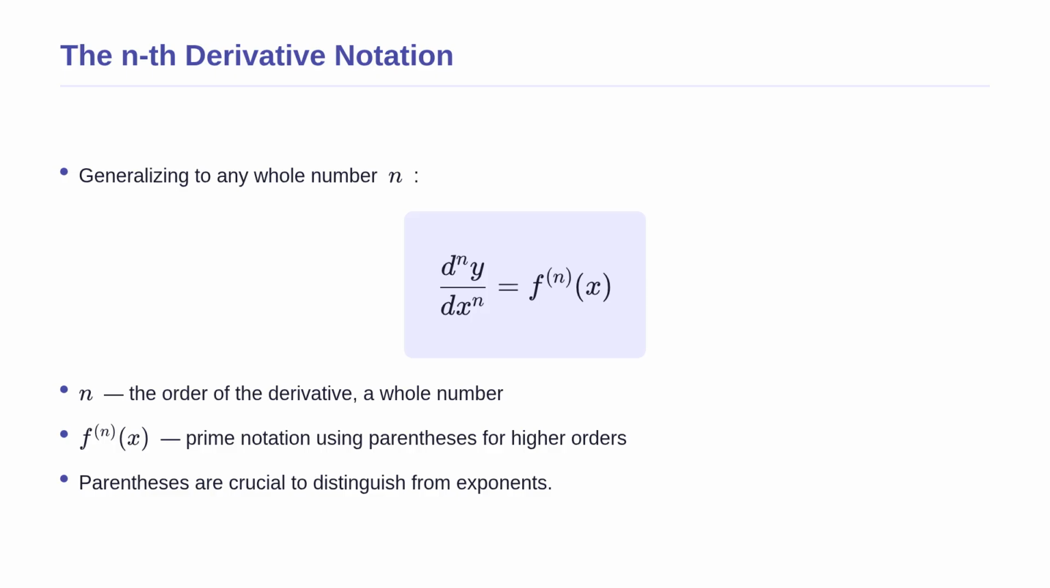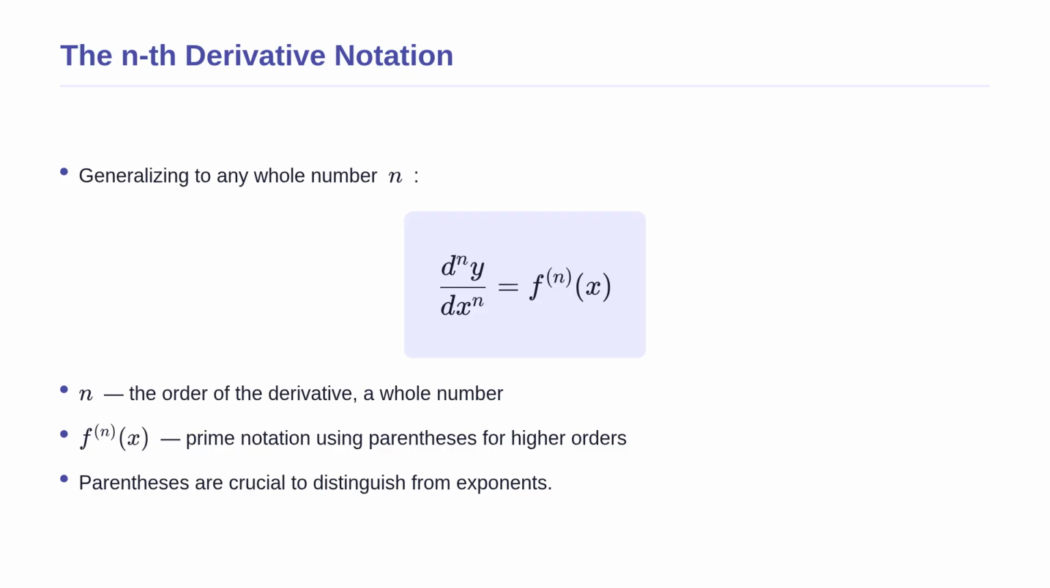Now that we have seen the second derivative, we can generalize this to any number of derivatives. This equation shows the nth derivative in both Leibniz notation on the left and prime notation on the right. The symbol n represents the order of the derivative, which is just the total number of times we have applied the derivative process. Notice that for prime notation, once we get past 3 tick marks, it becomes too hard to read. To fix this visual clutter, we put the number of the derivative inside parentheses in the exponent position.